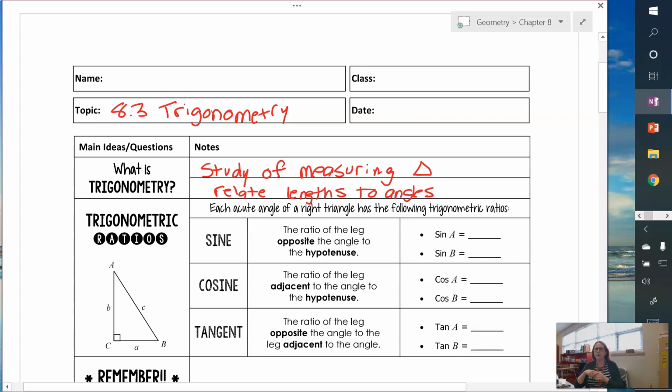And before now, lengths were lengths and angles were angles, and they really had nothing to do with each other. But in trigonometry, we're going to be able to use angles to calculate sides and sides to calculate angles.